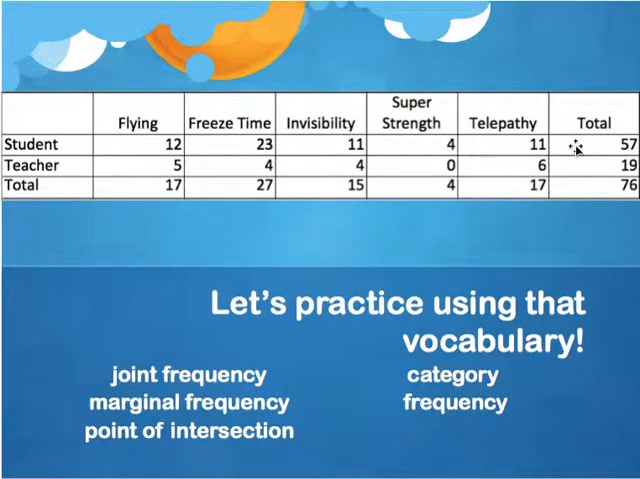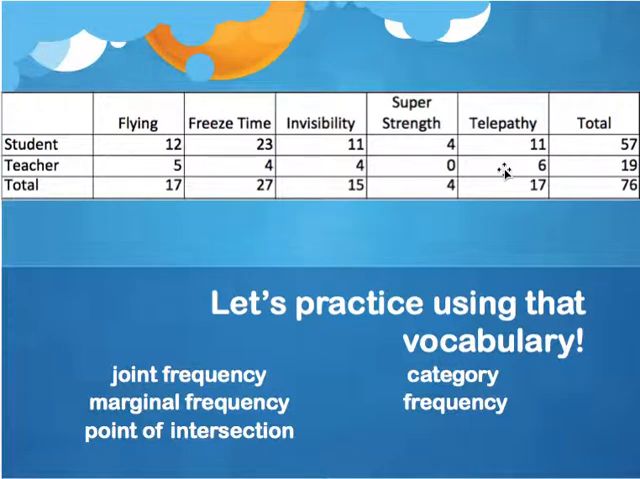Now, there's a lot more students that took this survey than teachers because there's 57 student totals and only 19 teacher totals. Let's see what was the most popular among the teachers. So we had 5 picked flying, 4 picked freeze time, 4 picked invisibility. No one picked super strength if you're a teacher. But it looks like most of them, 6 is the greatest number in this row, other than the total. Most of them want to be able to read other people's thoughts. They want to have the power of telepathy.